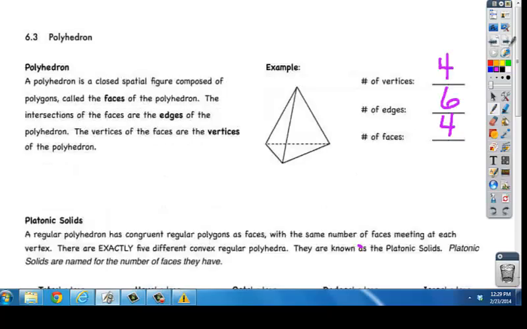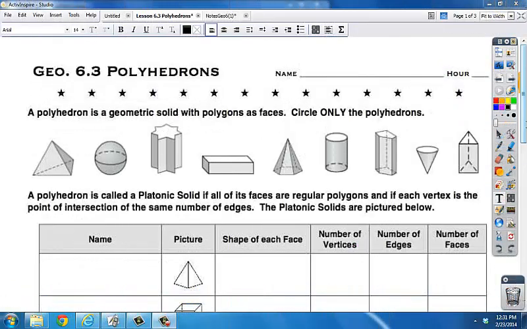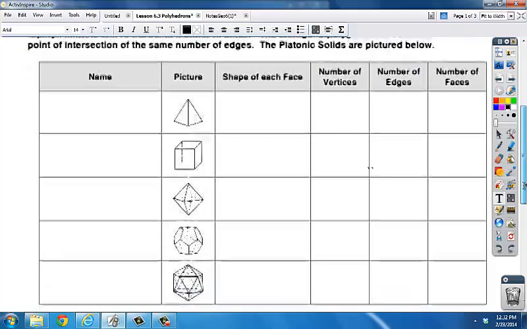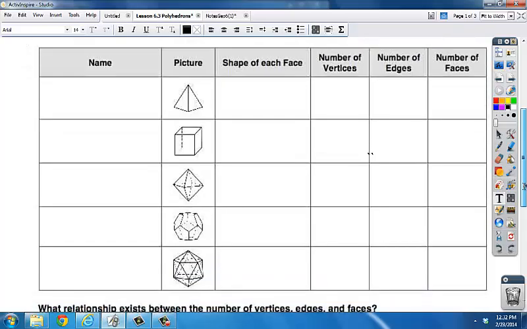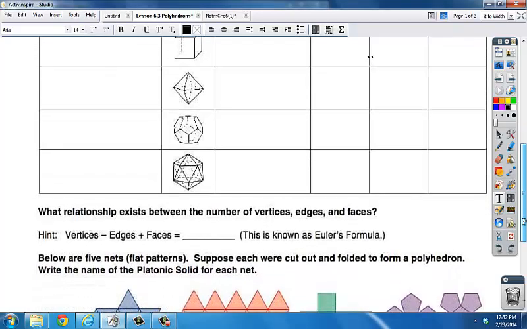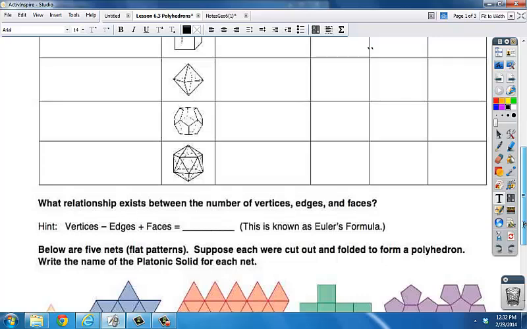So going back to the polyhedron, here is an example of your worksheet tomorrow. We are going to go over polyhedrons, remembering that polyhedrons are geometric solids with polygons as faces. You will be asked to identify them. Also, we're going to go down and we are going to talk about the platonic solids. You should have them in your notes and go over the shape of each face, the vertices, the edges, the faces. And then we're going to look at a relationship that exists between the number of vertices, edges, and faces.